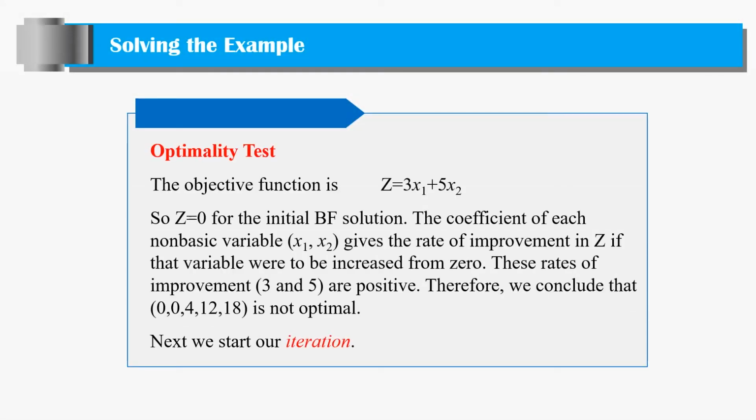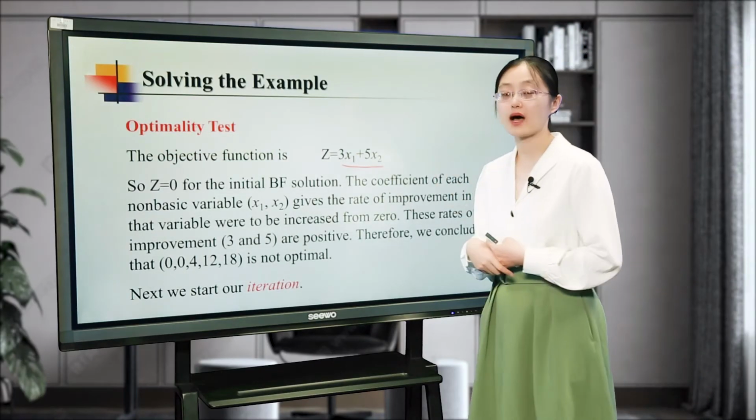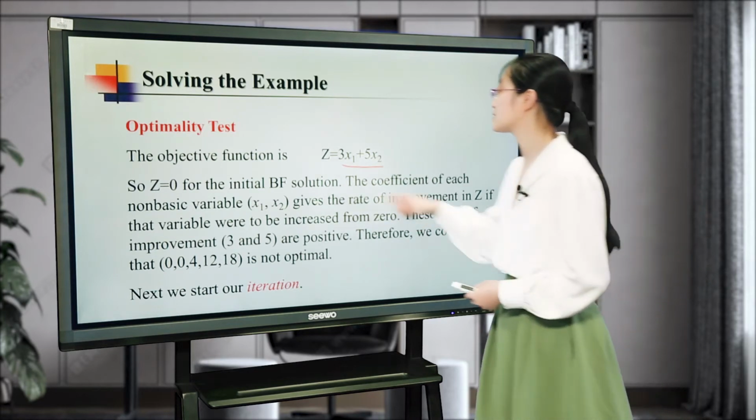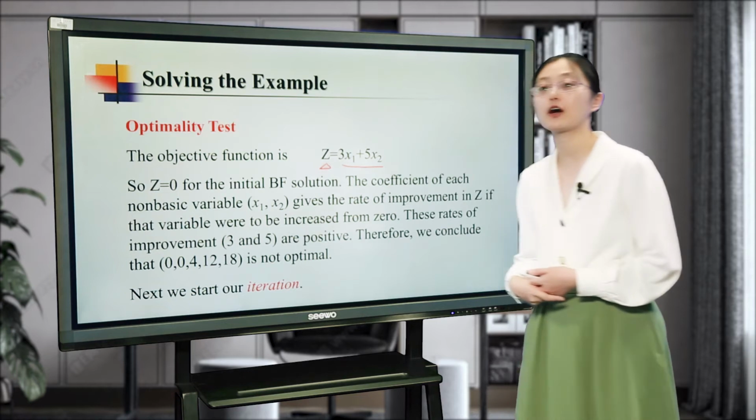Next, for the optimality test, basically we just need to check if the objective function is optimal or not. The objective function z consists of two variables, x1 and x2. Their coefficients are both positive. x1 and x2 were the non-basic variables. They were set to be 0. But now, since their coefficients are positive, increasing the values of x1 and x2 will give us an increase in the objective function z.